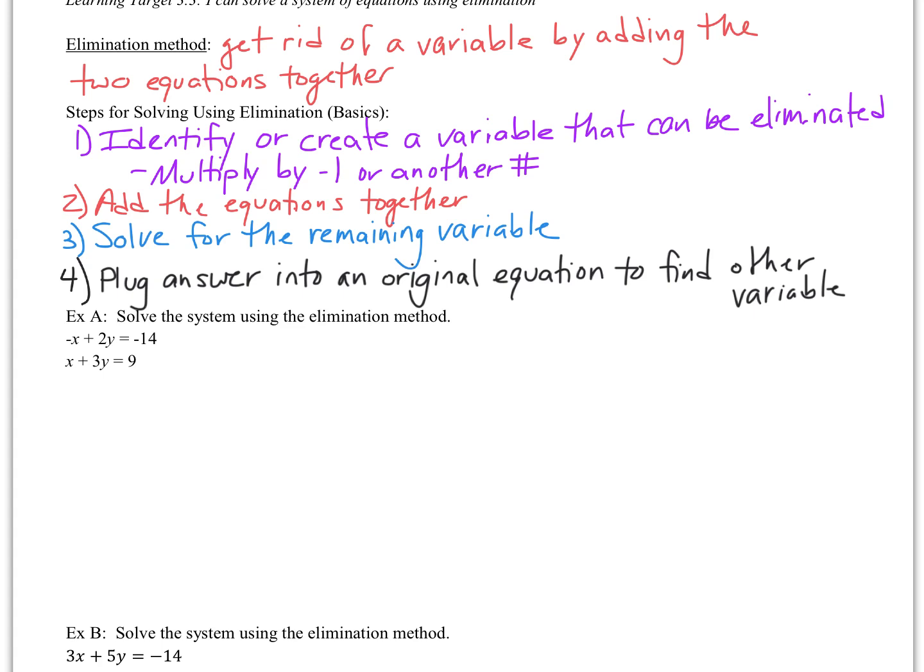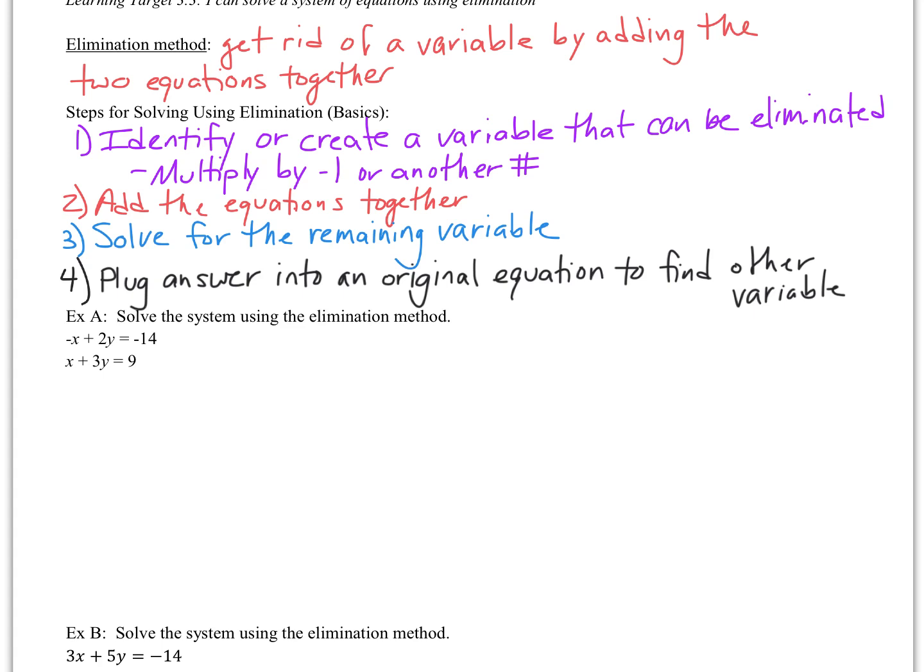Usually people like elimination better than substitution, which is why we wait until later to do this. All right, so looking at example A, it says to identify or create a variable that can be eliminated. So we're looking for things that match in both equations, but match in that they're opposites of each other, negative versus positive, right?